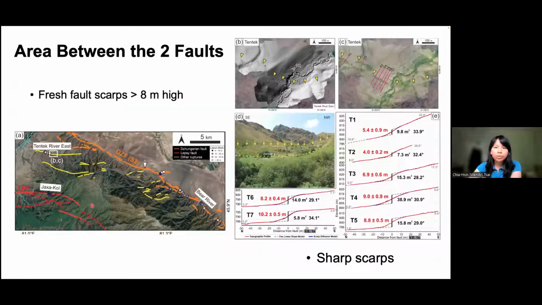In the area between the two faults, there is a site at the east of the Tantak River that has over 8-meter high fresh fault scarp, which is similar to the maximum vertical slip found along the Lepsy fault. Also, these scarps show a single step with steep slope angle, which means they are possibly single event scarps. Because of this, we decided to try applying morphological scarp dating on them.